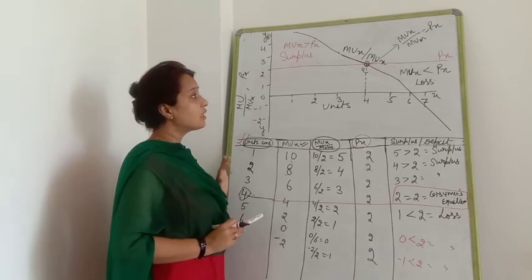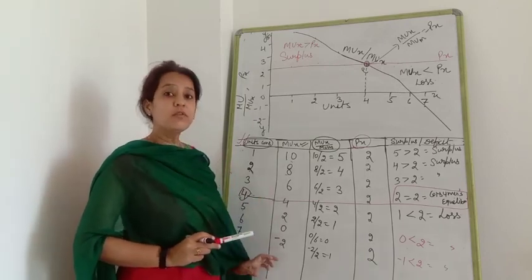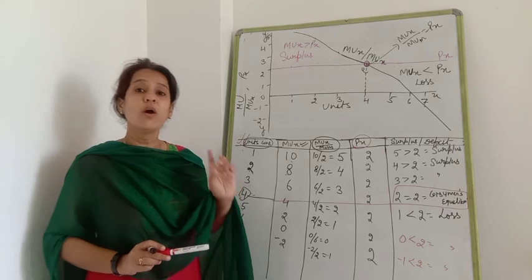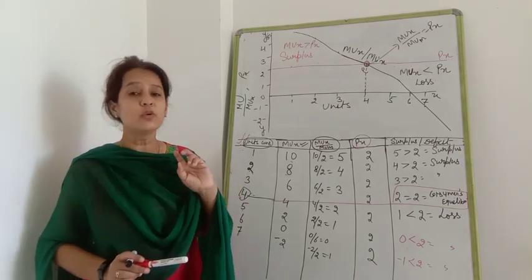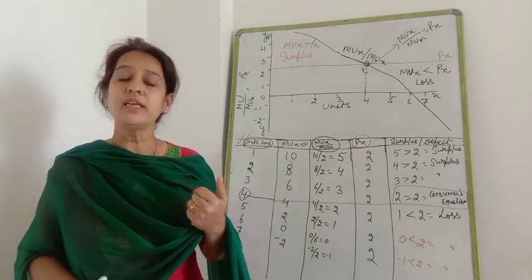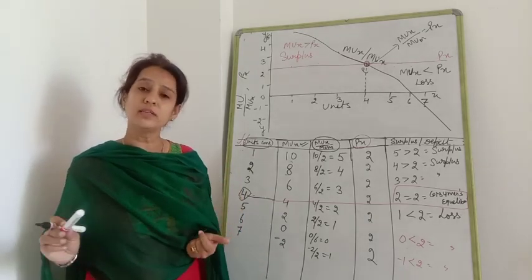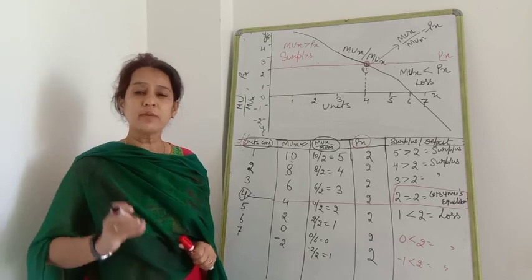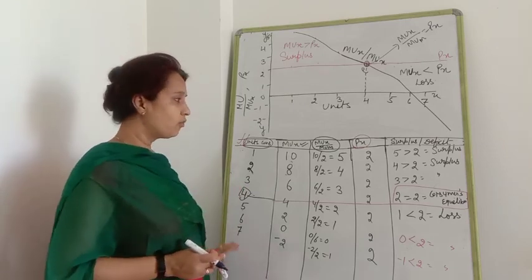Clear? This is known as the consumer equilibrium point, when the consumer is consuming one commodity and the rupee value is not equal to 1. It means the rupee value is given in the question as something other than 1. Clear? Then you have to apply this.